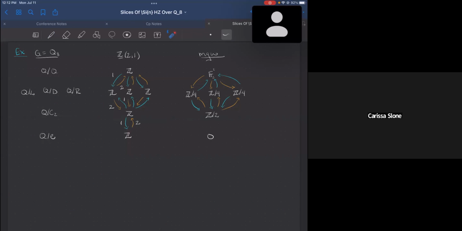And then there's, for fun, this Mackey functor called MGW, which has 2 copies of F2 at the top, 3 copies of Z mod 4, a copy of Z mod 2, and then a 0 at the bottom. So this Mackey functor is just for fun. It's not really going to come up again, but it's kind of cool looking.